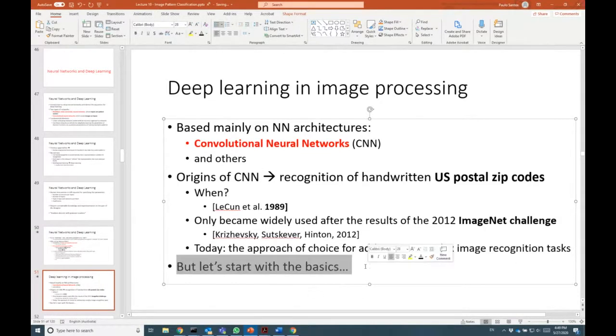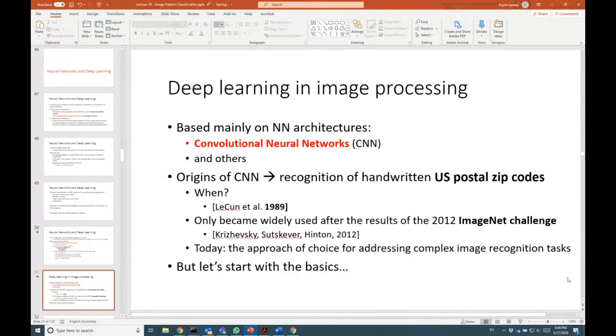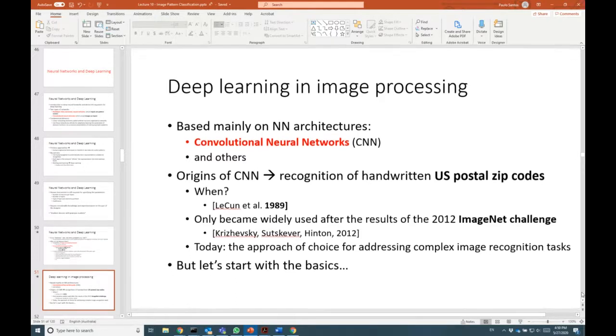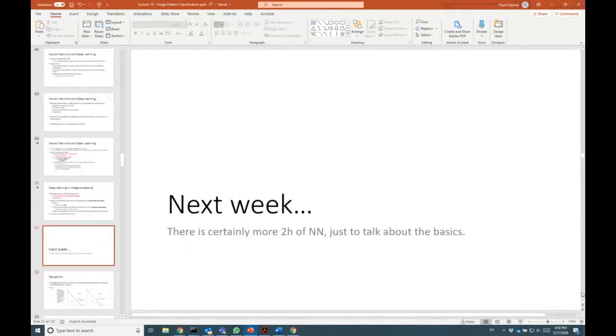But we should start with the basics, and we should first learn the perceptron of Rosenblatt that was proposed in 1956, if I'm not mistaken. But let's do that next week. I've got certainly more than 2 hours of neural networks to talk about, just to get you started with the basics. Thank you very much, and I'll see you next week.